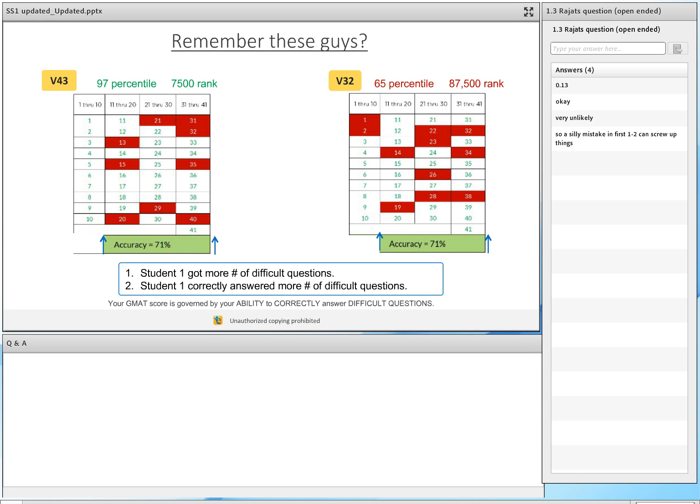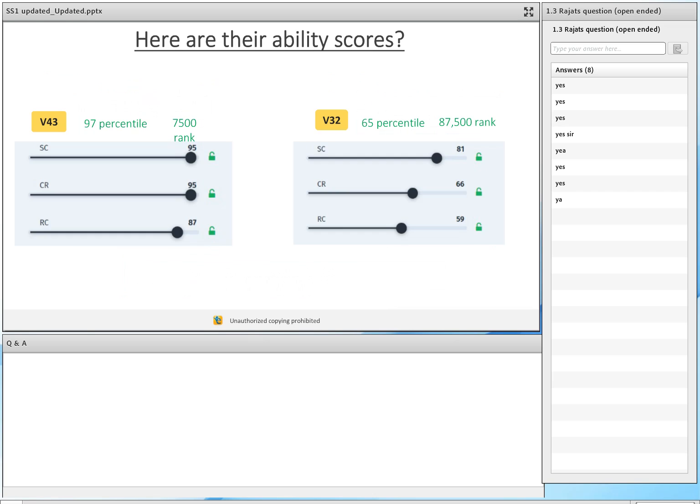So do you guys remember these guys? 2 students, the difference being 2 questions in the first 2 questions. Do you guys remember them? Okay. And when you looked at them, you looked at them through a lens of accuracy. That's not how the GMAT looks at them. This is how the GMAT looks at them.